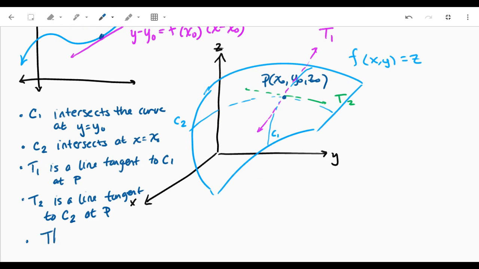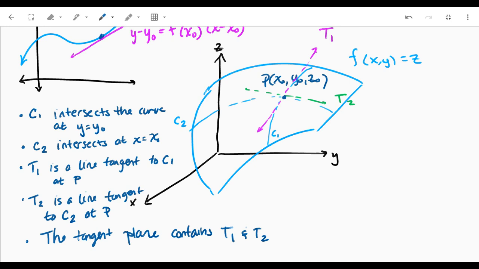Then the tangent plane contains T1 and T2. Okay, so that purple line and that green line, they're in the same plane. Okay, and that plane is the tangent plane. And we could draw any curve on the surface that we wanted to. It doesn't have to be parallel to the x-axis and parallel to the y-axis.